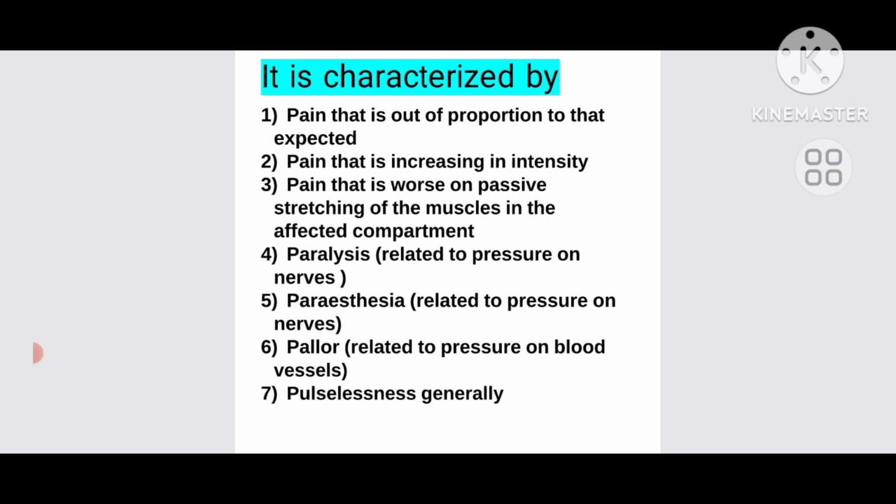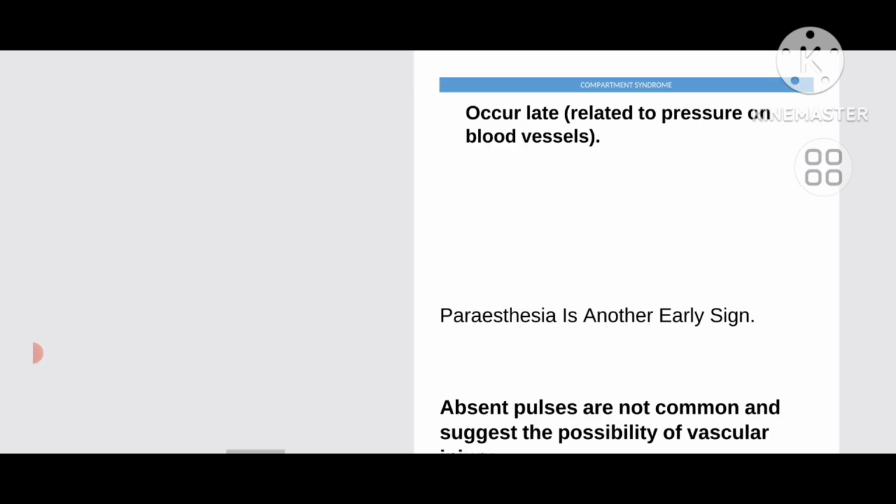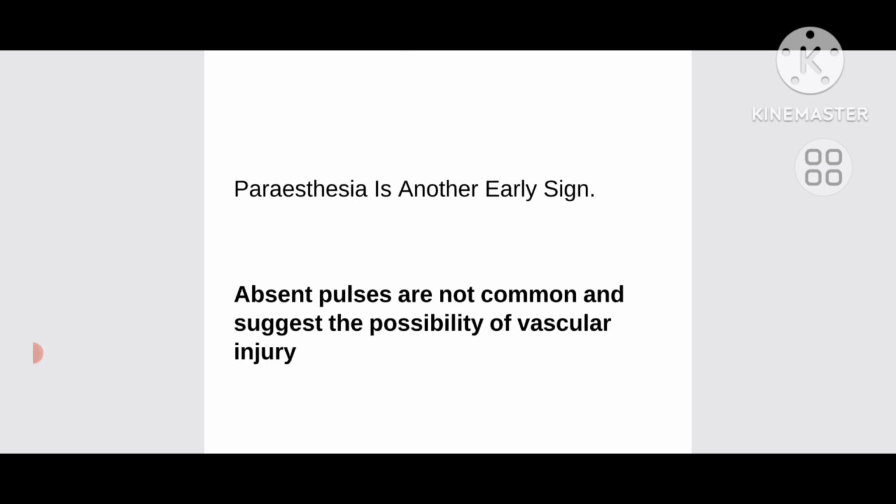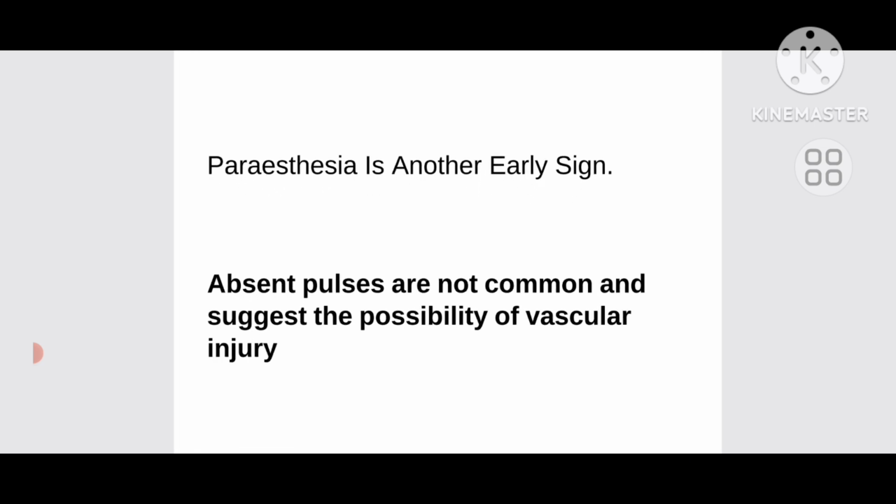Other features of compartment syndrome are paralysis, related to pressure on the nerves, paresthesia, related to pressure on the nerves, pallor, related to pressure on the blood vessels, and pulselessness. Pulselessness is a late feature due to pressure on the blood vessels. Paresthesia is another early sign. The first sign is pain out of proportion, and paresthesia is another early sign. Absent pulses are not common. If the pulses are absent, one should rule out vascular injury.